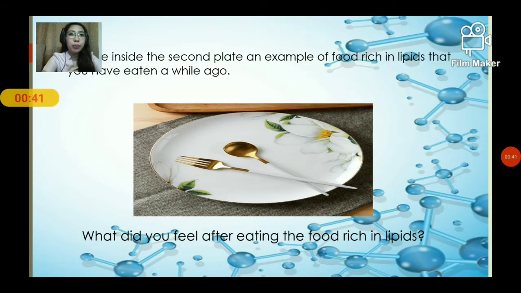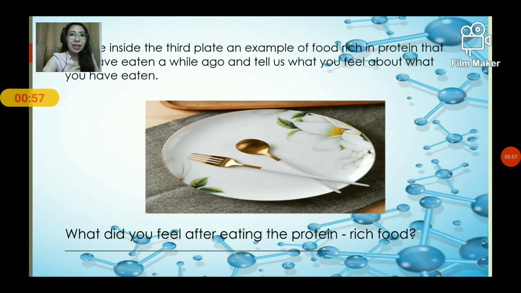For number 2, write inside the second plate an example of food rich in lipids that you have eaten a while ago. So what did you feel after eating the food rich in lipids? Next is to write inside the third plate an example of food rich in protein that you have eaten a while ago, and tell us about what you feel when you have eaten. So what did you feel after eating the protein-rich food?